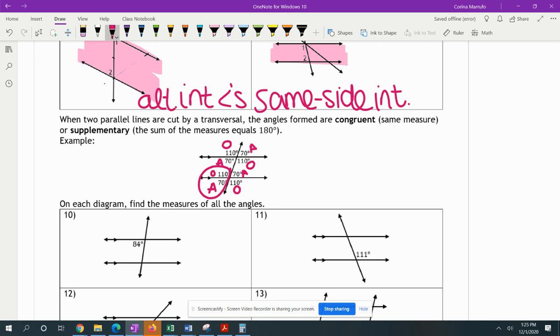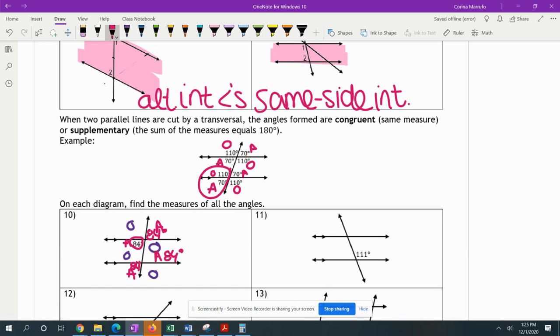So for example, here, I'm going to label these with my obtuse and my acute. So this is an obtuse angle, this is an obtuse angle, this one is obtuse, and this one is obtuse. This is my acute angle, this is my acute angle, this is my acute angle, this is my acute angle. Okay, so now they tell us that this angle here is 84. That's less than 90 degrees. That's my acute angle. So that means this is 84, this is 84, and this is 84.